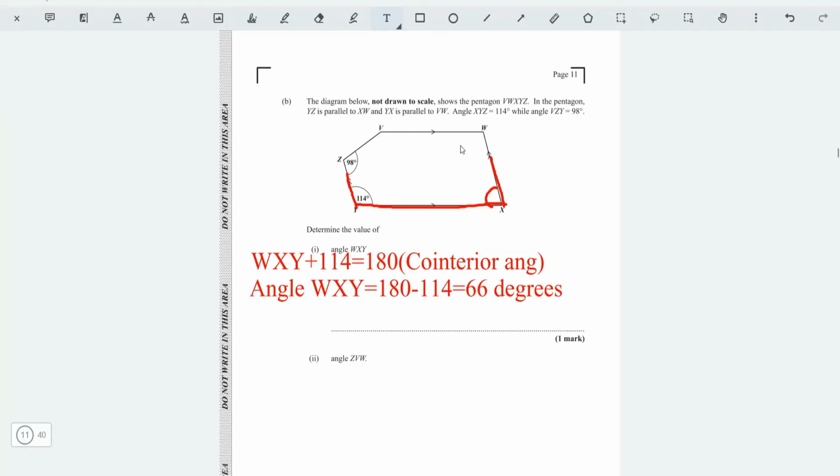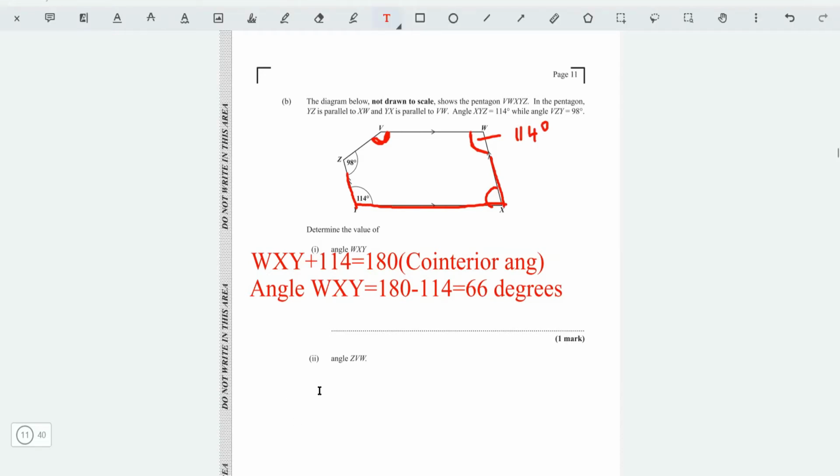Now they want angle ZVW. So they want this angle right here. We know that co-interior angles are supplementary, so this angle will also be 114. We know this, but guess what? This is a pentagon. What do you know about a pentagon?